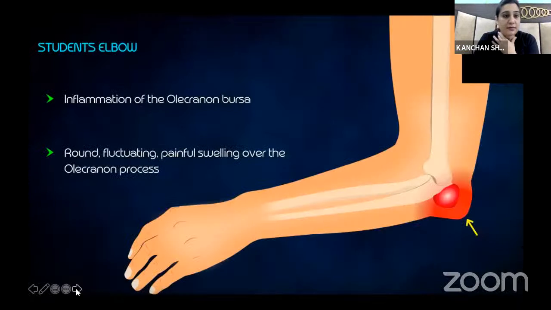So let us discuss, before that, olecranon bursitis. We have learned it's a bursa between your skin and the distal olecranon process. If there is inflammation of it, obviously the patient is going to have a boggy swelling in the posterior aspect. This will be round and fluctuating.